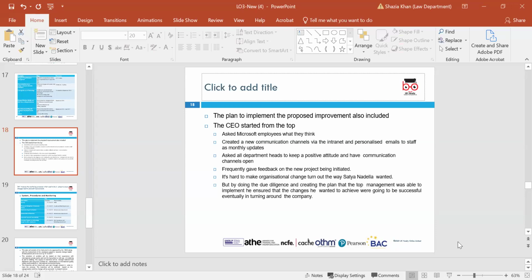It's hard to make organizational change turn out the way Satya Nadella wanted. But by doing the due diligence and creating the plan, the top management was able to implement. He ensured that the changes he wanted to achieve were going to be successful, eventually turning around the company.